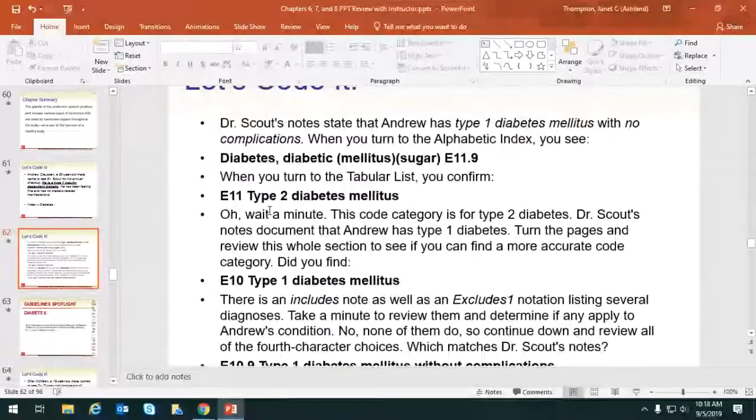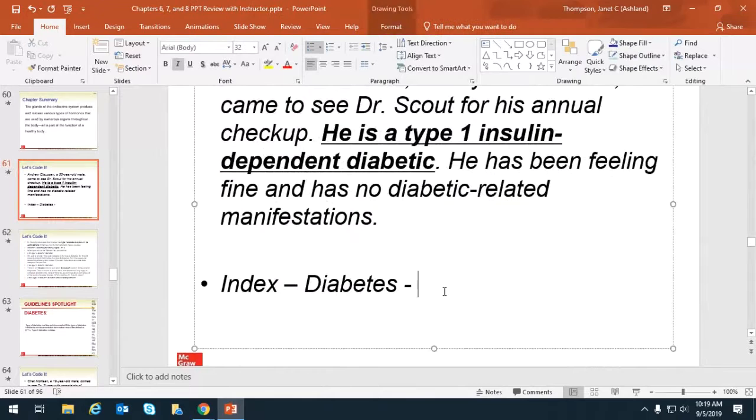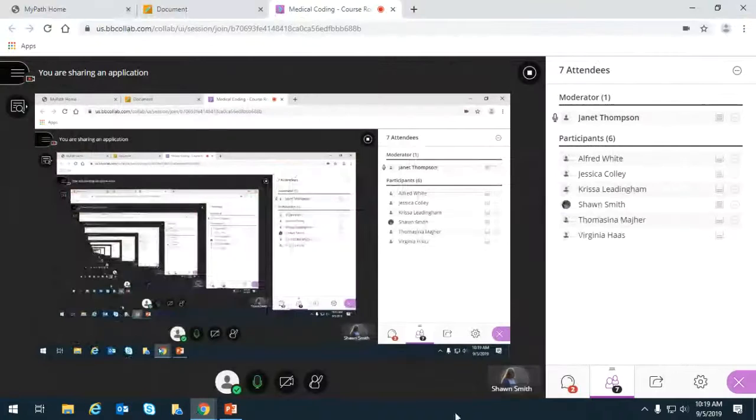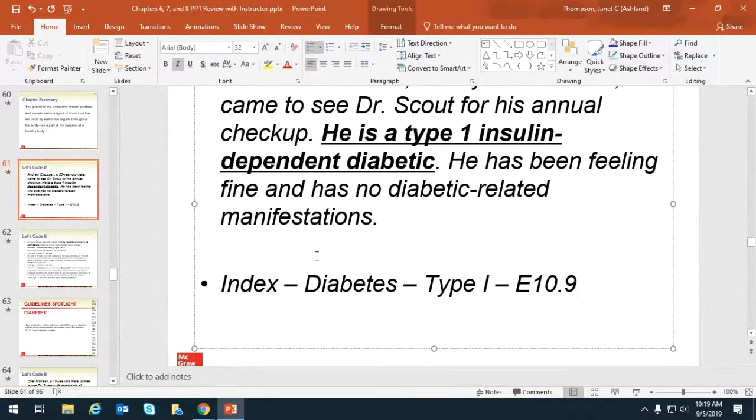So if you were to start with that one and look it up in the tabular, you would realize, okay, that's not what I need. I have a type 1 diabetic patient. So underneath of the first entry for diabetes, we see with amyotrophy, arthropathy, et cetera. Then it goes down to due to. And then we see gestational. We want to find where it says type 1 under diabetes in our index. So we're looking for diabetes and then type 1. All right, so we do get the code E10.9.